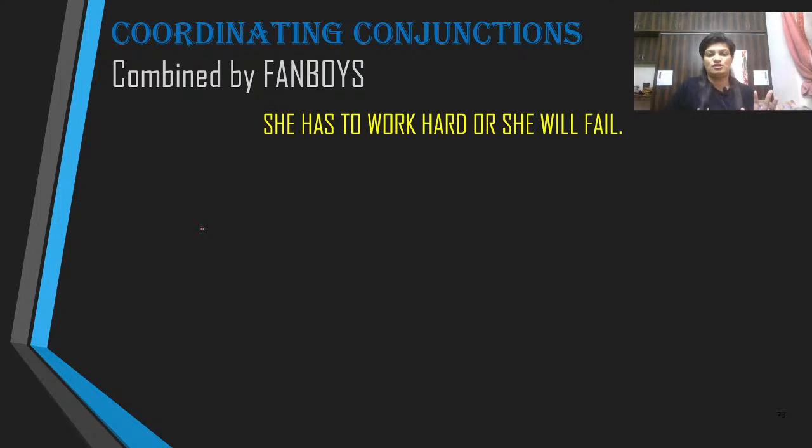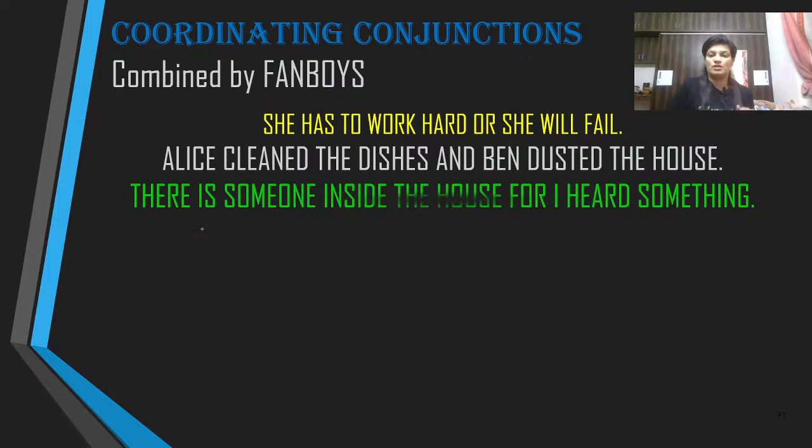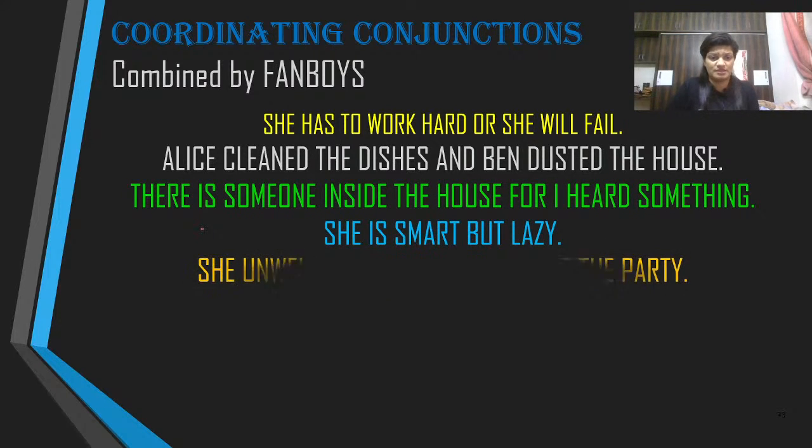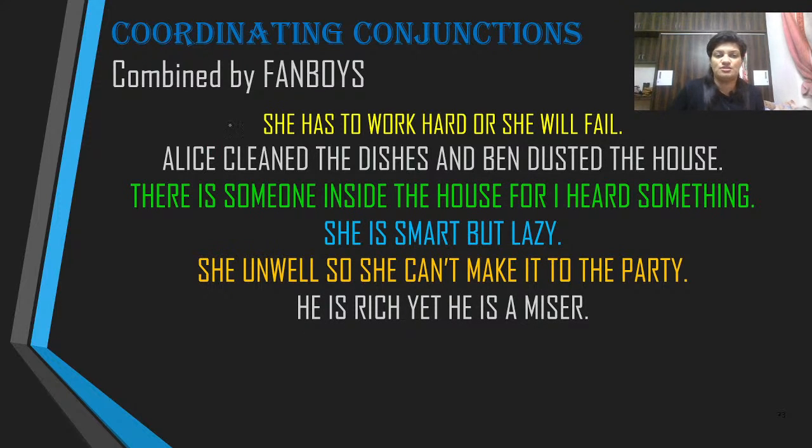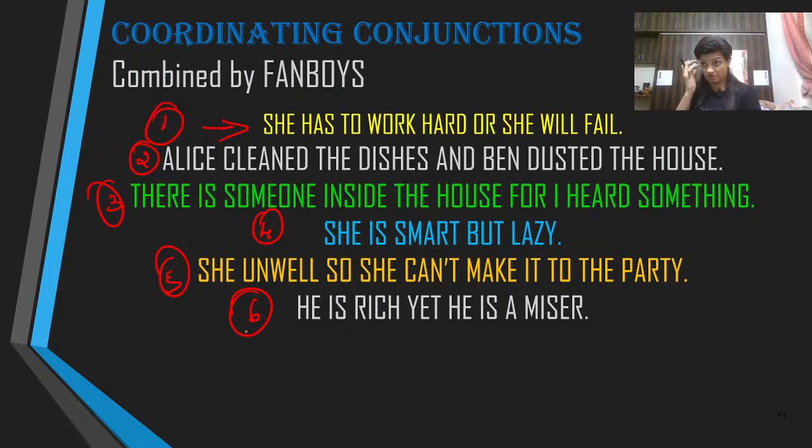Coordinating conjunctions combine two clauses. Now let us take a few examples. She has to work hard or she will fail. Give me the conjunctions over here, all of you. First one, or. Alice cleaned the dishes and Ben dusted the houses. The second one is and. Very good. There is someone inside the house, for I heard something. The conjunction there? Very good. For is your conjunction there.